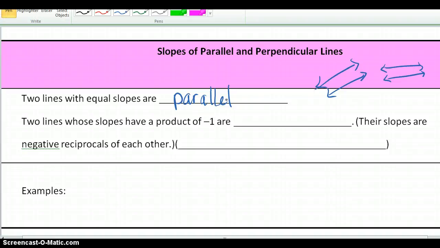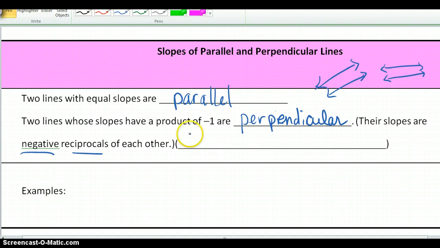Okay, this is something new. Two lines whose slopes have a product of -1 are perpendicular. We also say that they're negative reciprocals of each other. So let's look at the words negative and reciprocal. For example, if you had 2/3, the negative reciprocal of that would be negative. Instead of 2/3, we'd flip it and get 3 over 2.